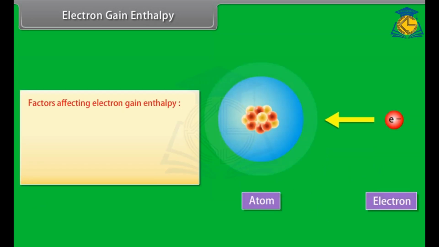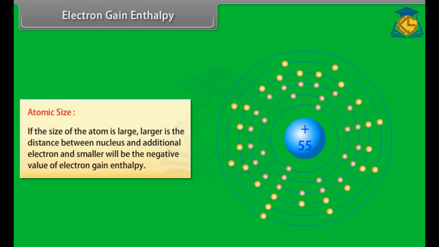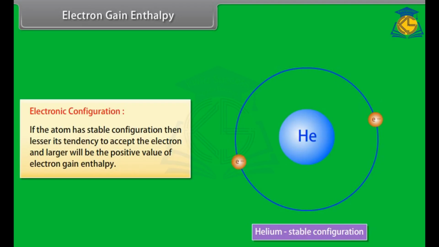Factors affecting electron gain enthalpy. Nuclear charge. Greater the magnitude of nuclear charge, greater will be the attraction for the incoming electron, so that larger will be the negative value of electron gain enthalpy. Atomic size. If the size of the atom is large, the distance between the nucleus and the additional electron is large, and smaller will be the negative value of electron gain enthalpy. Electronic configuration. If the atom has a stable configuration, then lesser is its tendency to accept the electron, and larger will be the positive value of electron gain enthalpy.